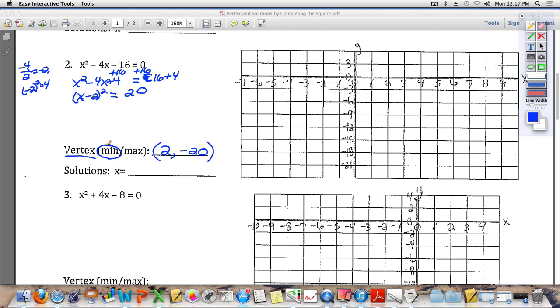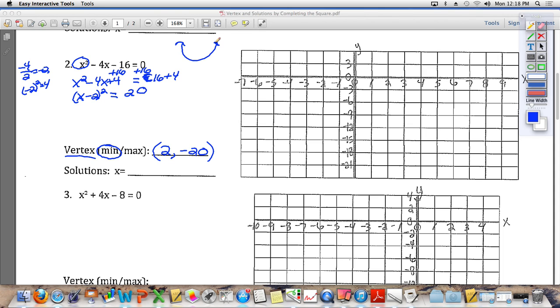Let's talk about y. This is a parabola because it's x squared. X squareds mean parabola. The parabola opens up because there's a positive x squared. So does this parabola have a minimum point or a maximum point? It has a minimum. So they all are going to have minimums. So the minimum point, also called the vertex, is the point 2, negative 20.